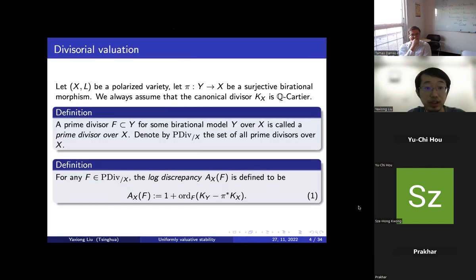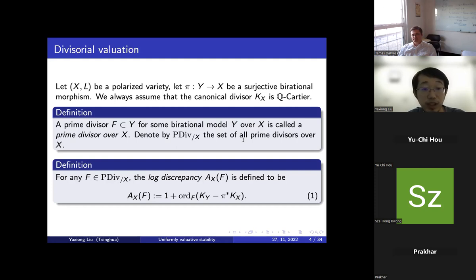So let's recall some basic definitions. Let (X, L) be a polarized variety. Let π: Y → X be a surjective birational morphism from a normal variety, maybe a small normal variety. We always assume the canonical divisor K_X is Q-Cartier. A prime divisor F on Y for some birational model Y of X is called a prime divisor over X. We always use this notation for the set of all prime divisors over X.